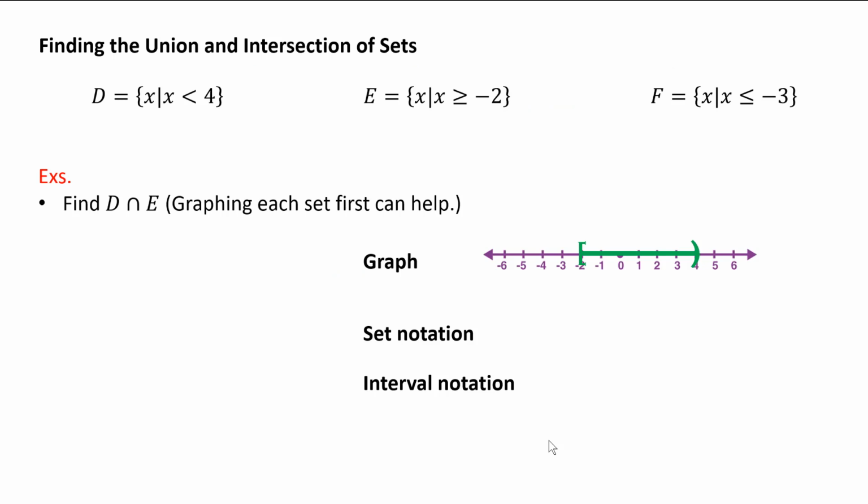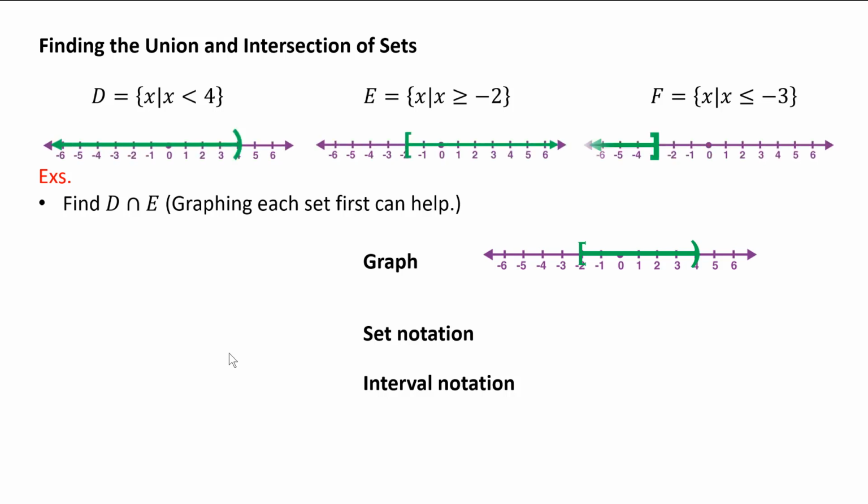All right, finding the union and intersection of sets. When you find an intersection, which is what you find when you have this upside down U, then you're finding the numbers that two sets have in common. First of all, they give us these sets. D is the set of all numbers less than 4. E is all the numbers greater than or equal to -2. And F is all the numbers less than or equal to -3. So first of all, if we just go ahead and graph those sets, it kind of gives us an idea in picture form of what we're talking about there.